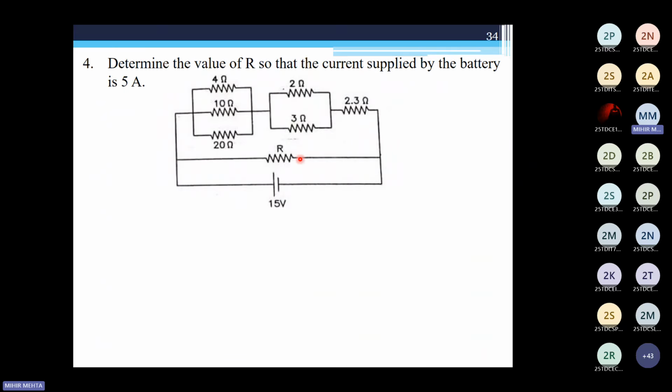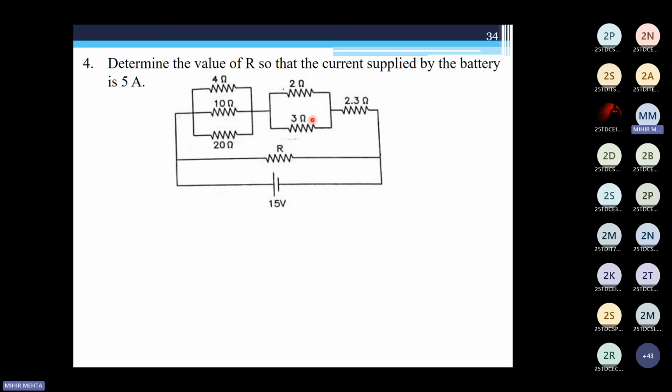Now let us try to solve this. You need to find out this particular value of unknown resistance. I'm sure you are able to figure this out. All these three resistances are in parallel. Both these two resistances are in parallel and this one resistance. So this combination is in series with this combination, is in series with this combination. And this entire combination is in parallel with the unknown resistance R. Okay.